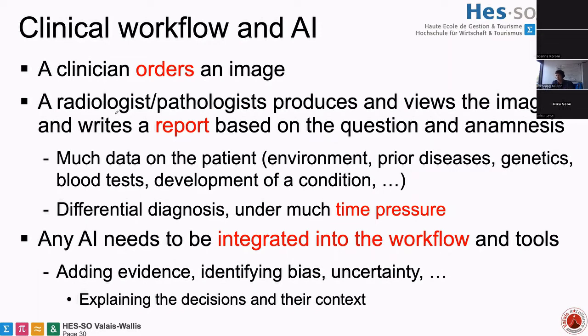So people work very quickly. They see hundreds of images a day, sometimes thousands of images a day. We have tomographic images, for example. And if we want to use AI tools, A, it has to be fast, and B, it has to be integrated into this workflow. You don't want to start a new application, uploading the images, running the analysis, etc. It really needs to be integrated. You don't just want to get a label, but you want to have evidence that you can add to anything you have. You also want to identify what is possibly bias or uncertainty in the information that you're having, because you want to explain the decisions and their context.